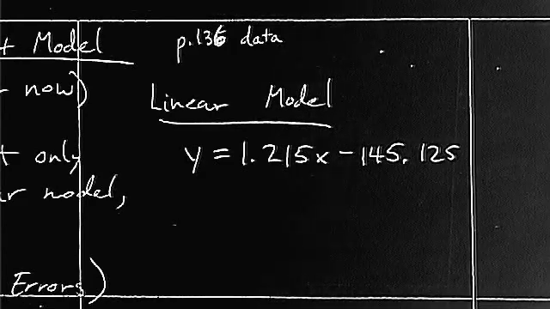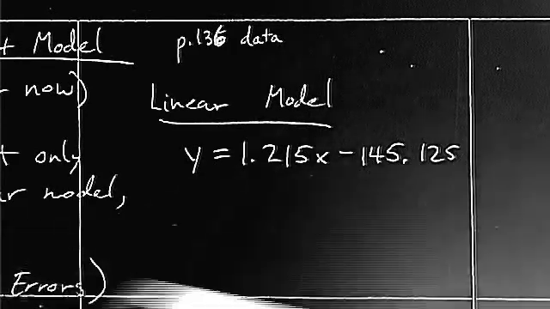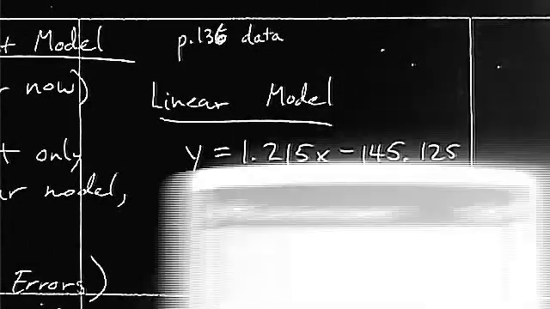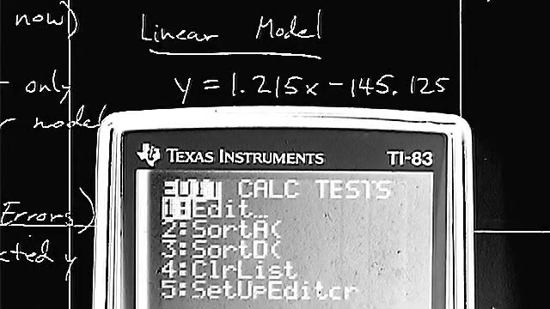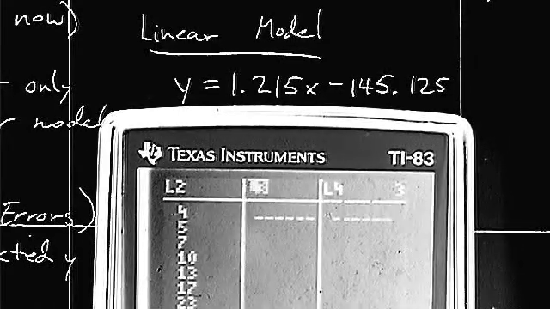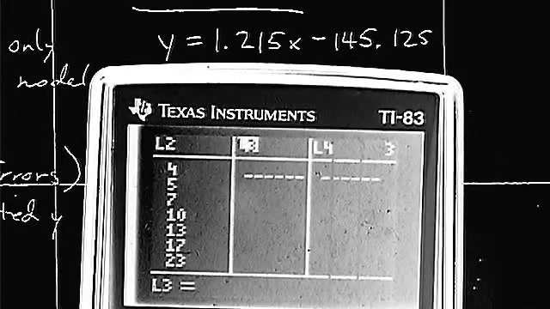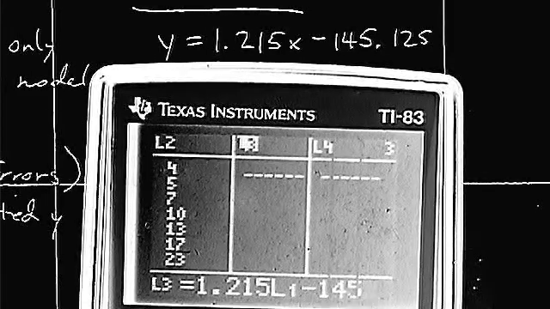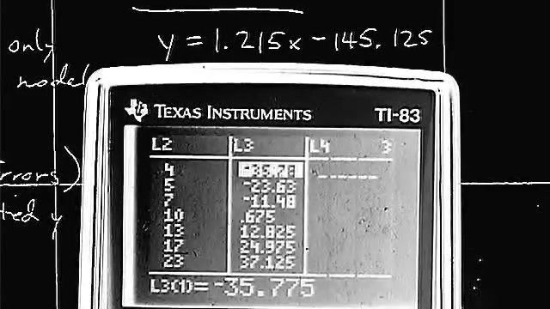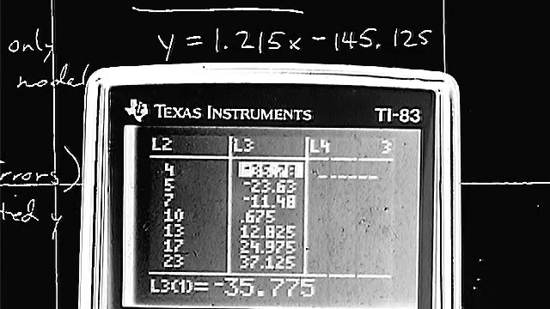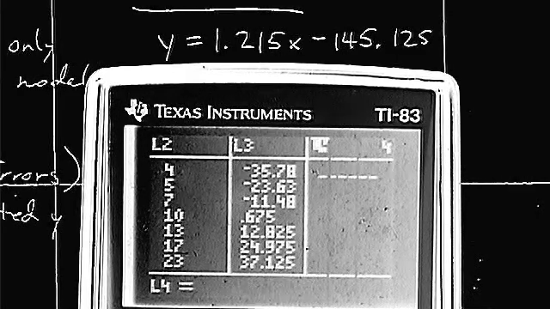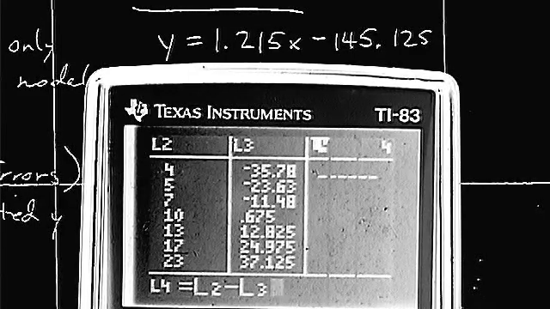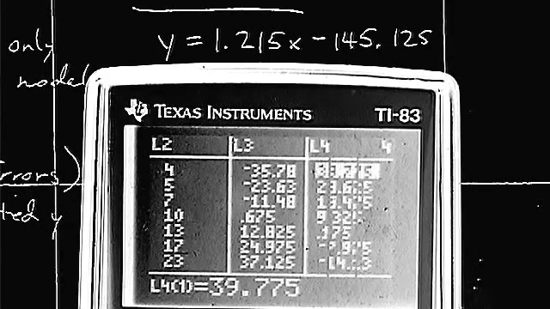Okay, then next we want to go through that whole idea and find the deviations. So we're going to go all the way through list 4 here. So back into my lists here. And in list 3, we're going to use that model, right? 1.215, list 1, minus 145.125. And we found our predicted y values. Okay. We move over to list 4, and we find the observed y values minus the predicted y values. And those are the deviations. Okay.